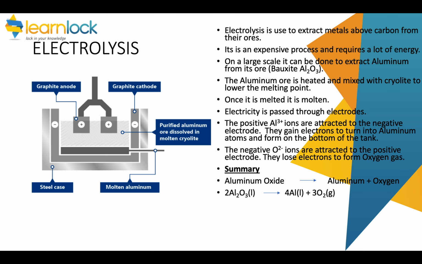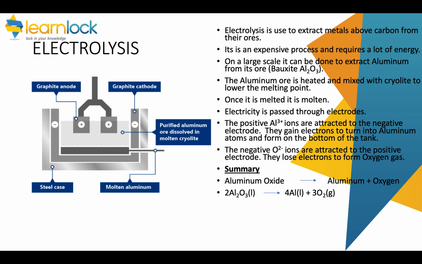So what actually is electrolysis? We'll be looking at it again in another tutorial, but it's using electricity to break down a compound, in this case to break down an ore to get its metal. It's quite expensive and requires a lot of energy, and on a large scale it can be done to extract aluminium from its ore. Aluminium ore is called bauxite, or aluminium oxide.